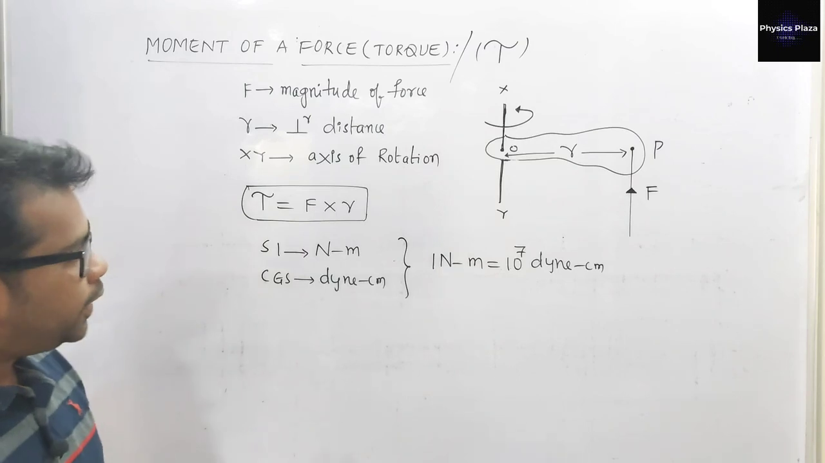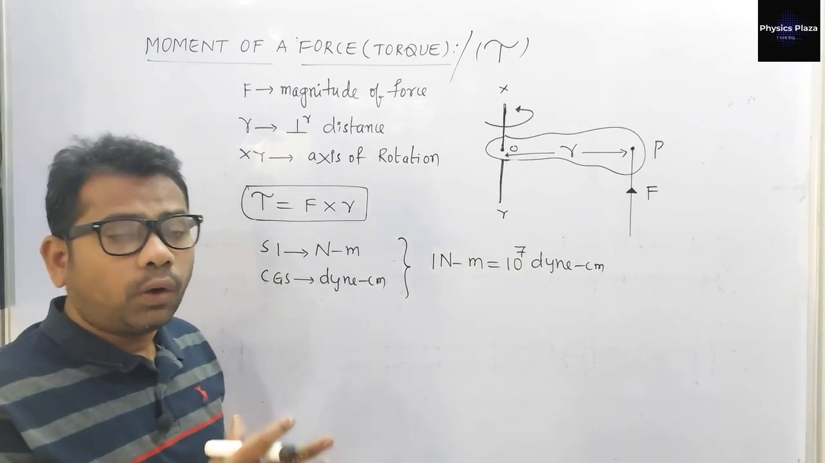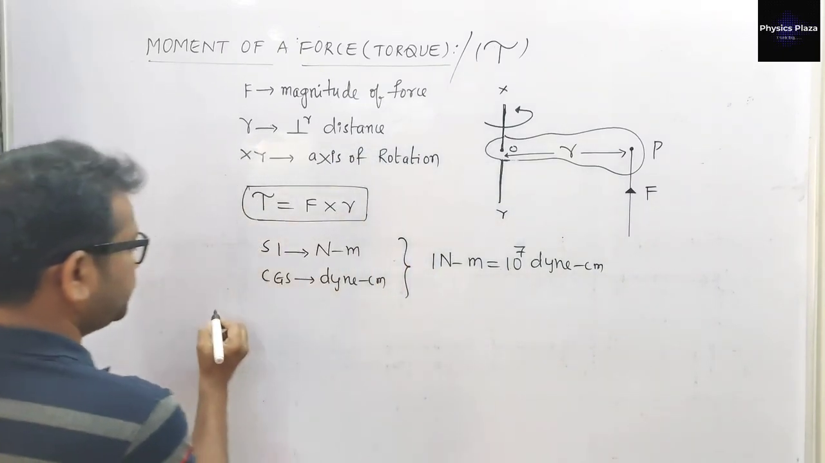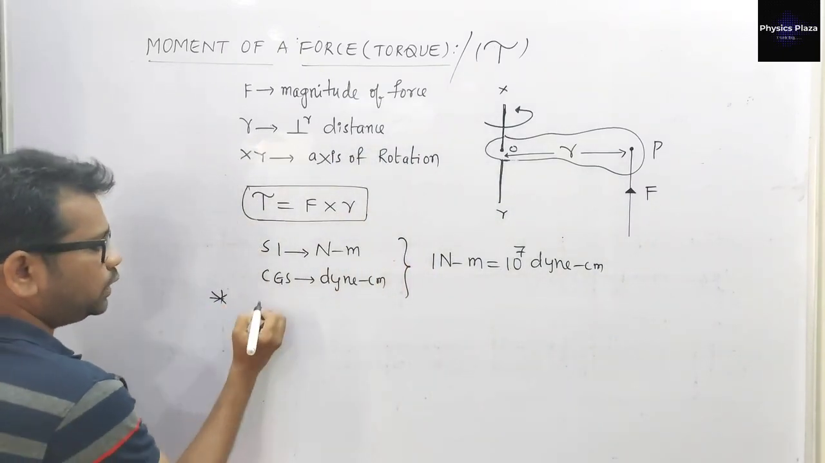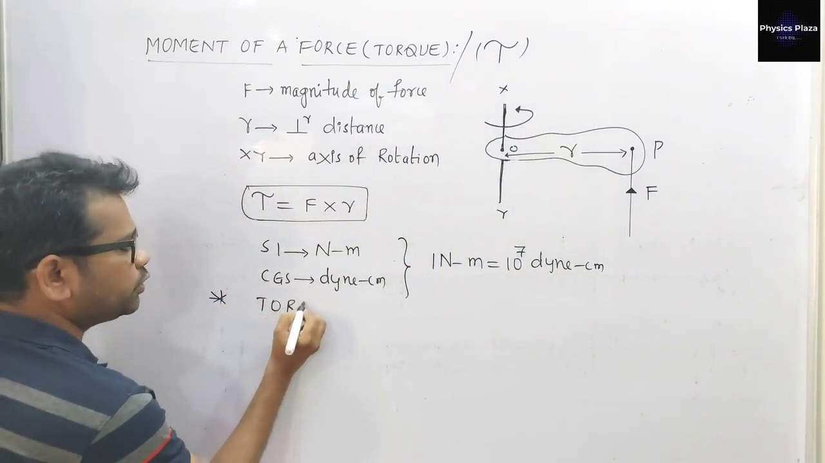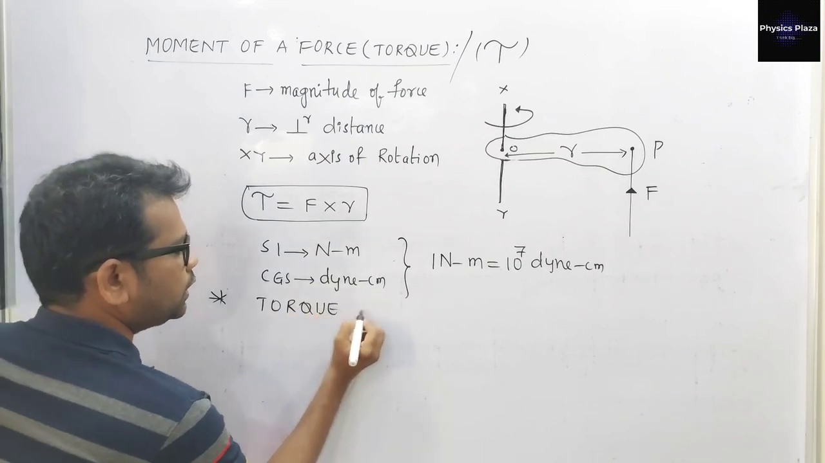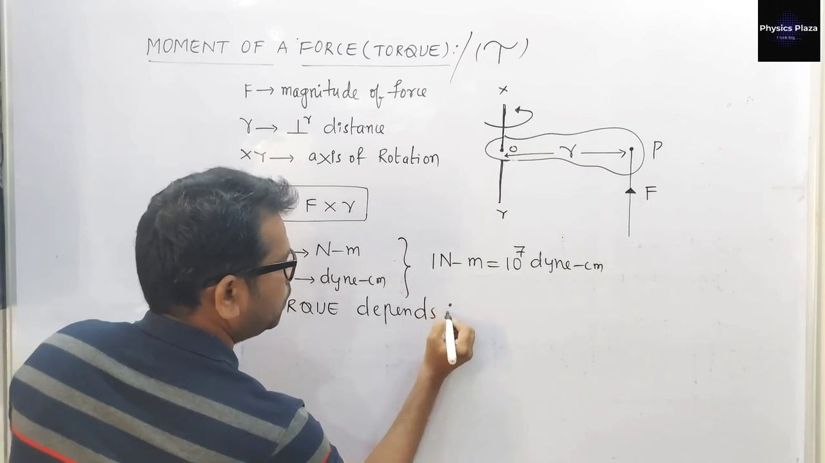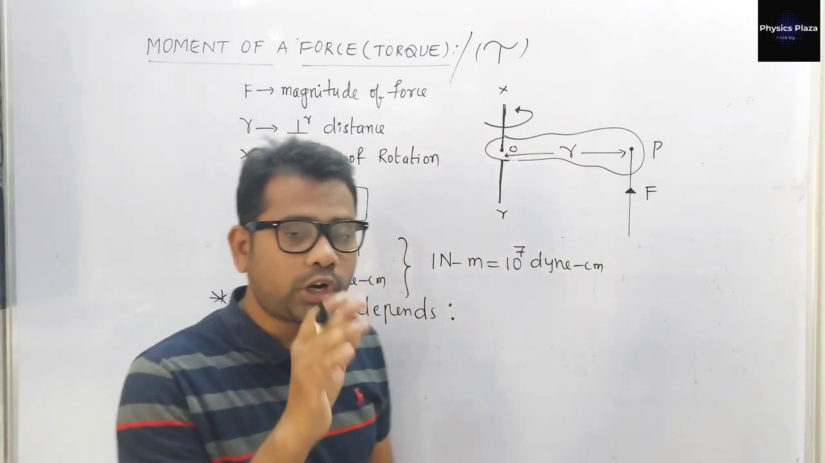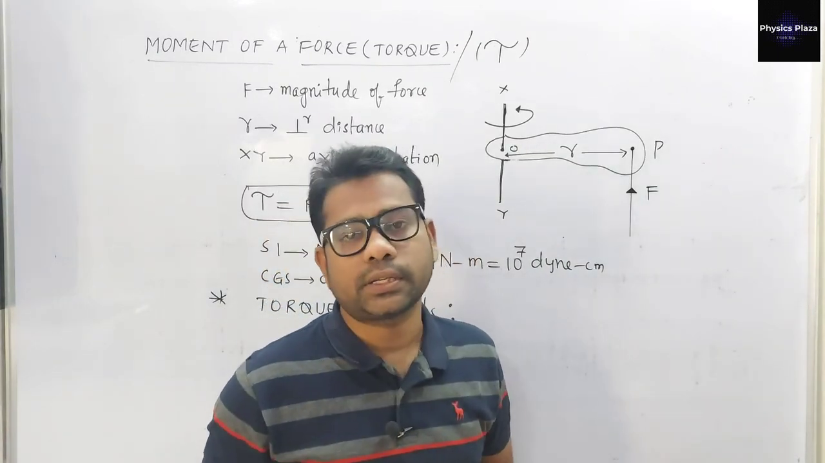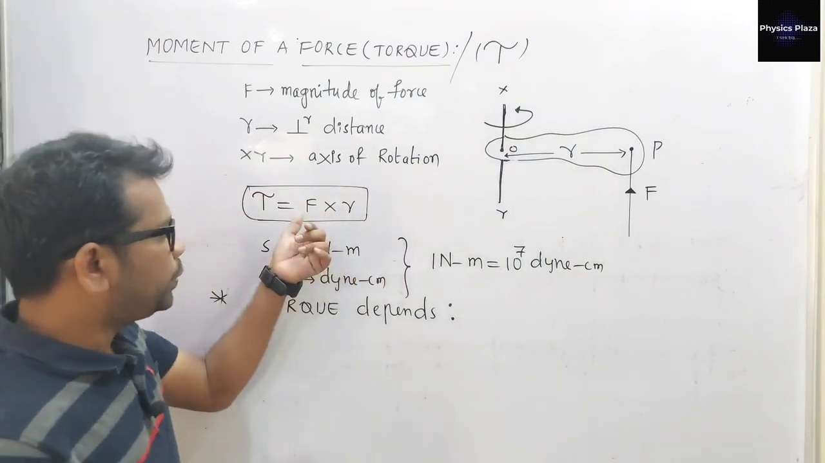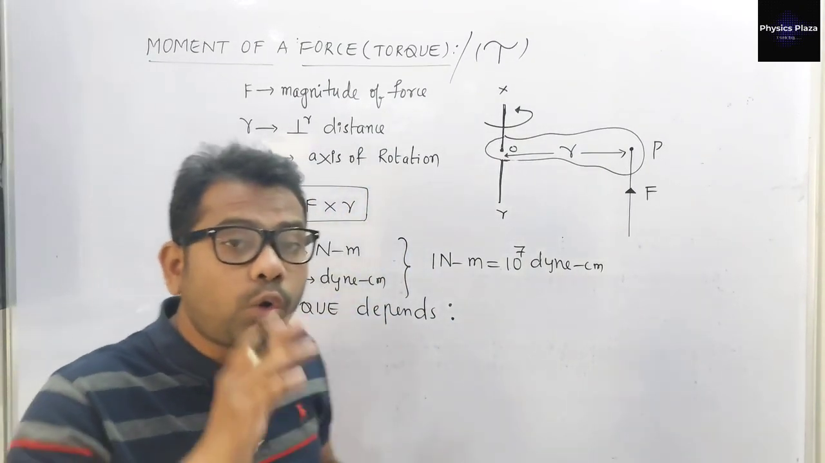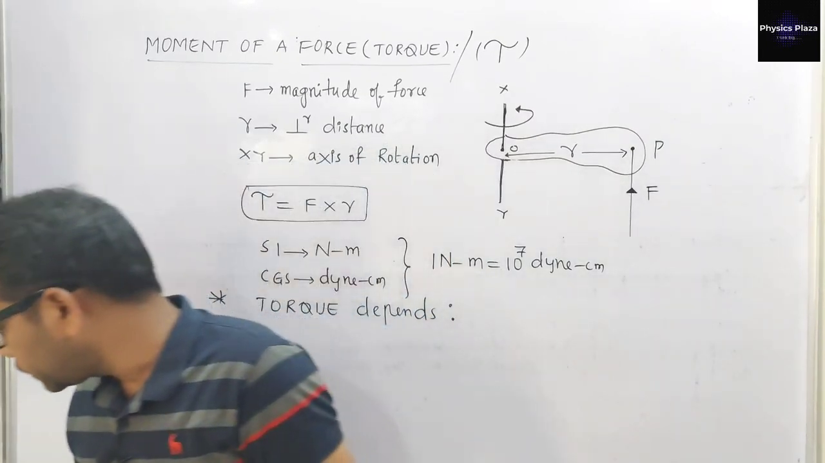Is that clear? Fine. Now we see on which factors the moment of force depends. It's very important. Torque or moment of force, you can use either. Torque depends on mainly two factors, children: force and perpendicular distance. But how does it depend? Look here.